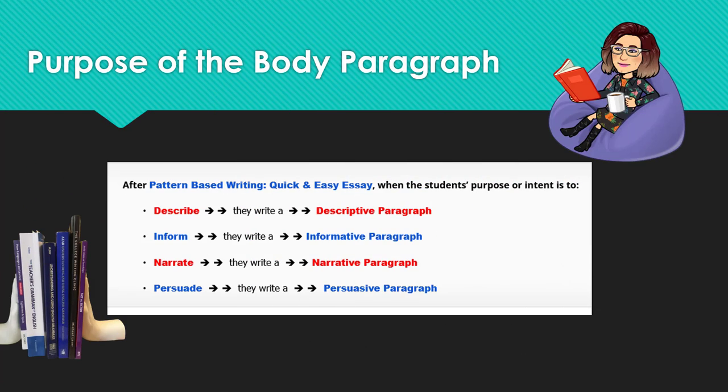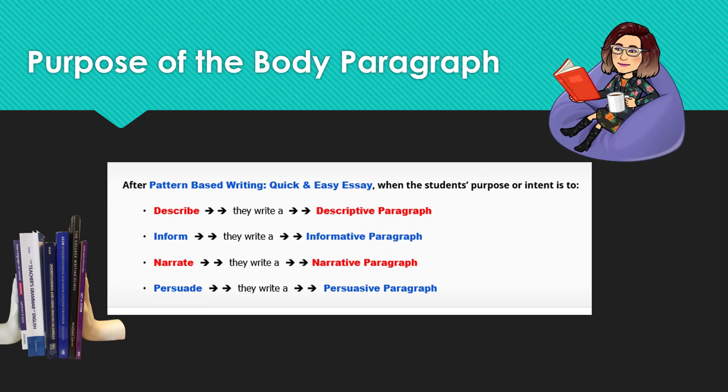What's the purpose of a body paragraph? Well, you've got 4 different kinds of body paragraphs. You have a descriptive body paragraph, in which someone describes what they see or they describe their topic. You have an informative paragraph where you inform the reader of your topic. You have a narrative paragraph where you narrate a story about your topic. And you have a persuasive paragraph where you want to persuade the reader of your point of view.